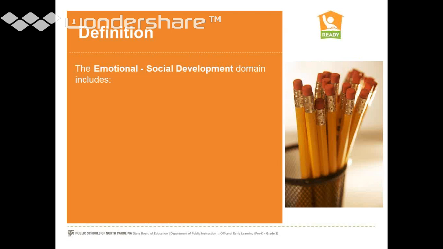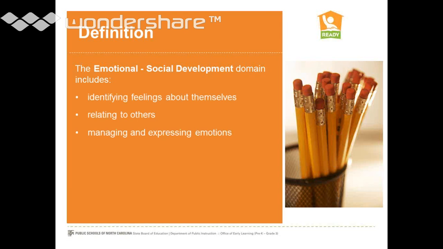The emotional social developmental domain includes children's feelings about themselves and also addresses their ability to relate to others. Learning to manage and express emotions is also a part of this domain. Children's development in this domain affects their development in every other domain.